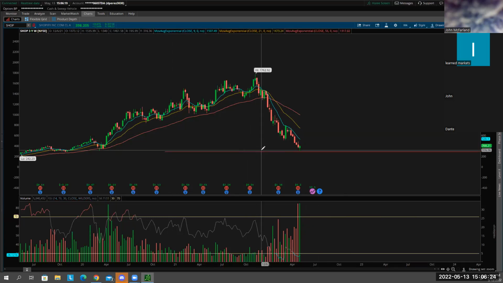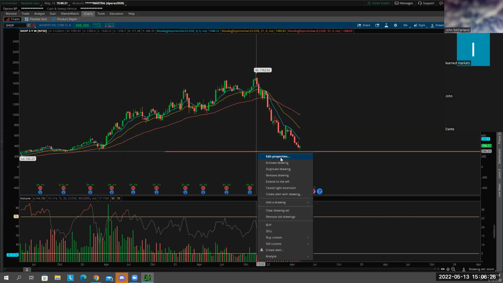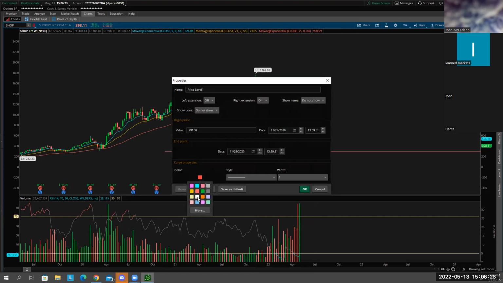So you're gonna right click on it, edit properties. You can put whatever colors you want. Personally, I like the black screen, so I go with the gray or the light gray. Do light gray for now. I like to color code my stuff. So actually, the light gray is on the bigger time frames. I do the dark gray for the lower time frames. You'll see. I change it to the thick lines and left extension on.